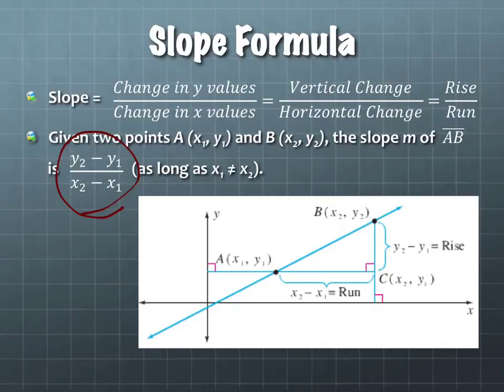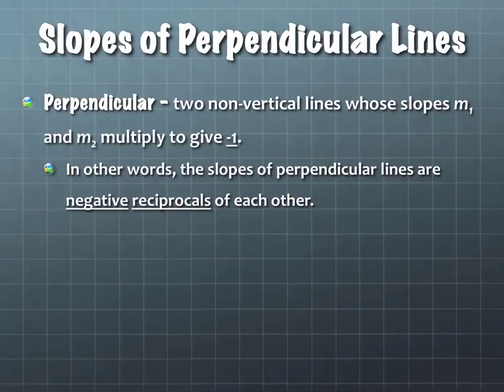Did everybody get everything on this slide? There was a little more writing here than the last one. Yeah? Okay. Perpendicular lines: 2 non-vertical lines whose slopes m1 and m2 multiply to give you -1. Those are perpendicular. In other words, the slopes of perpendicular lines are negative reciprocals of one another.